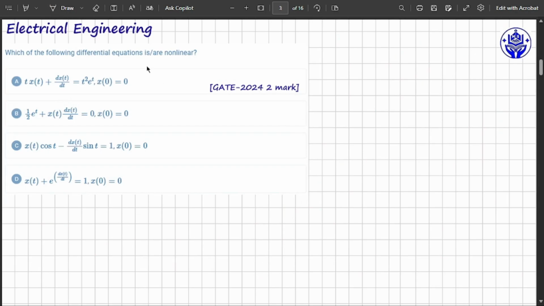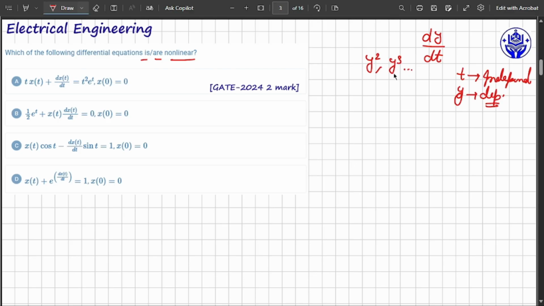Okay. Next question. The next one is related to the differential equation. Which one of the following is or are non-linear? Non-linear means that whenever you have a differential equation in which dy by dt, where t is the independent variable and y is the dependent variable, if there are any higher powers like y square, y cube, it means higher powers of the dependent variable are present, then it is non-linear.